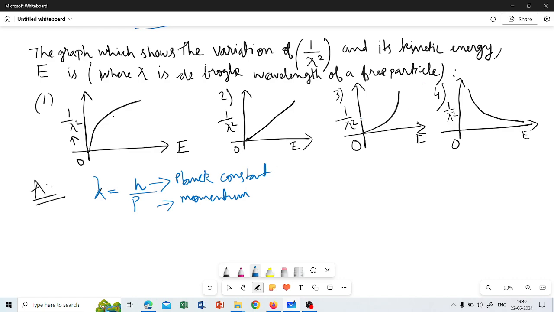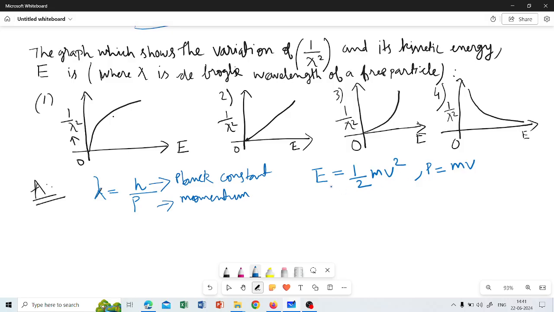And then kinetic energy. You know that kinetic energy is given by half mv square, right? And the momentum is nothing but mv. Momentum p is equal to mass into velocity. Here v is velocity and m is mass. So this is the energy and momentum. So I'm going to start here.